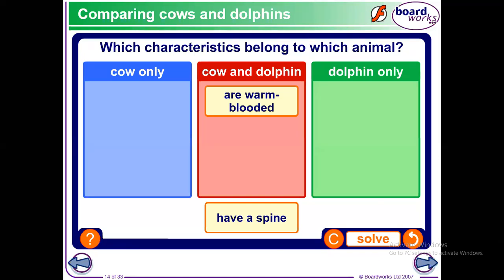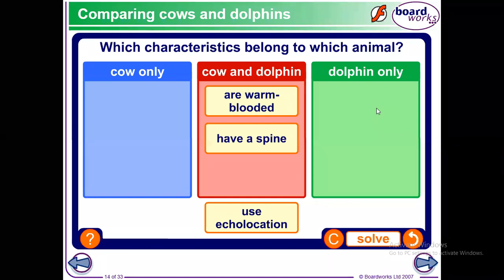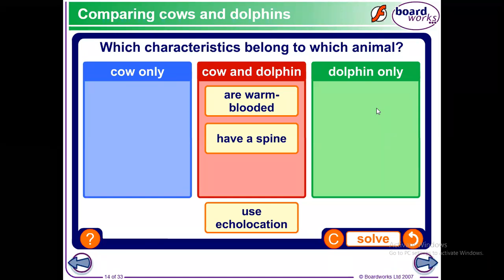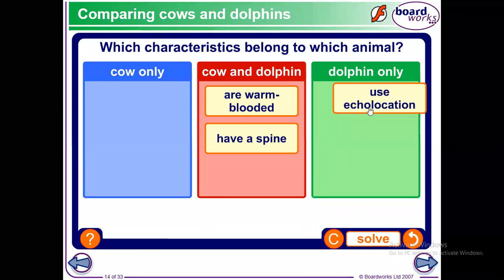Aysel, let's take Aysel. Okay, they have a spine. Dolphin. Both of them, okay. Let's take Schluck. They use echolocation. So what's the meaning of echolocation? Like they use the echo from their sound to determine the distance, to determine if there is a prey. What do you think this one belongs to? Dolphin only. Dolphin only, okay.